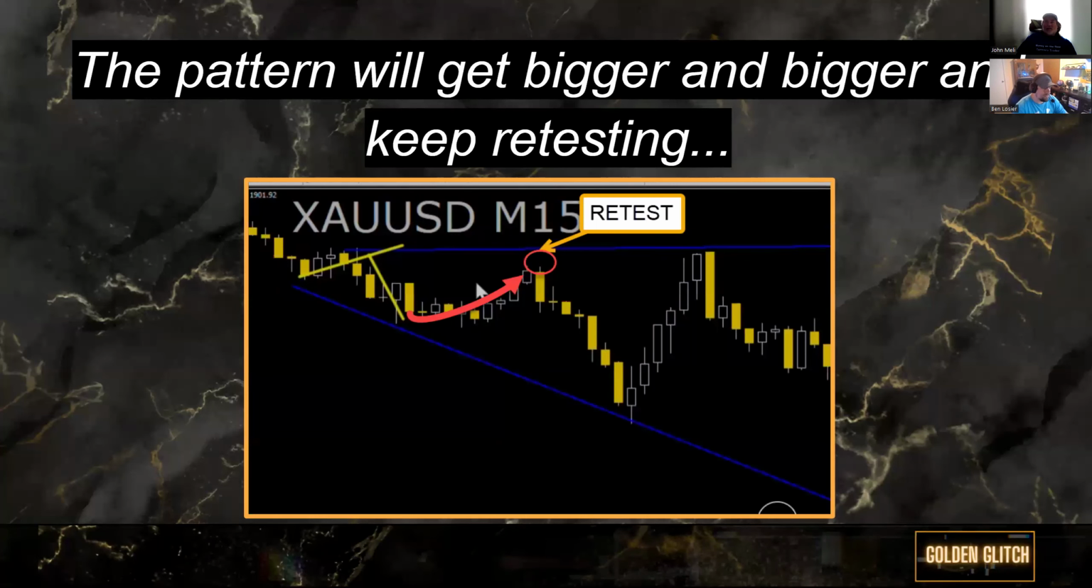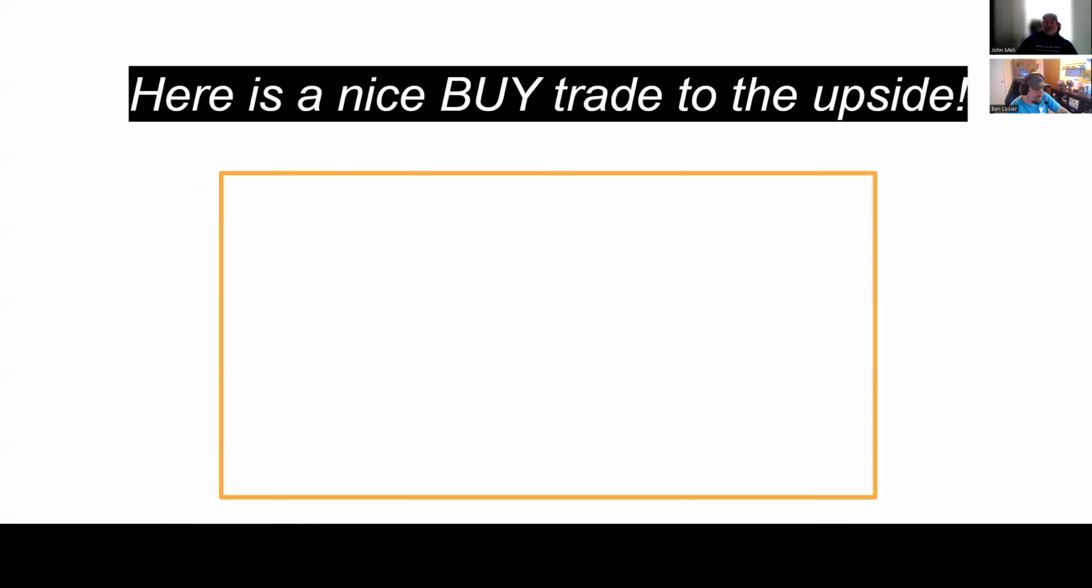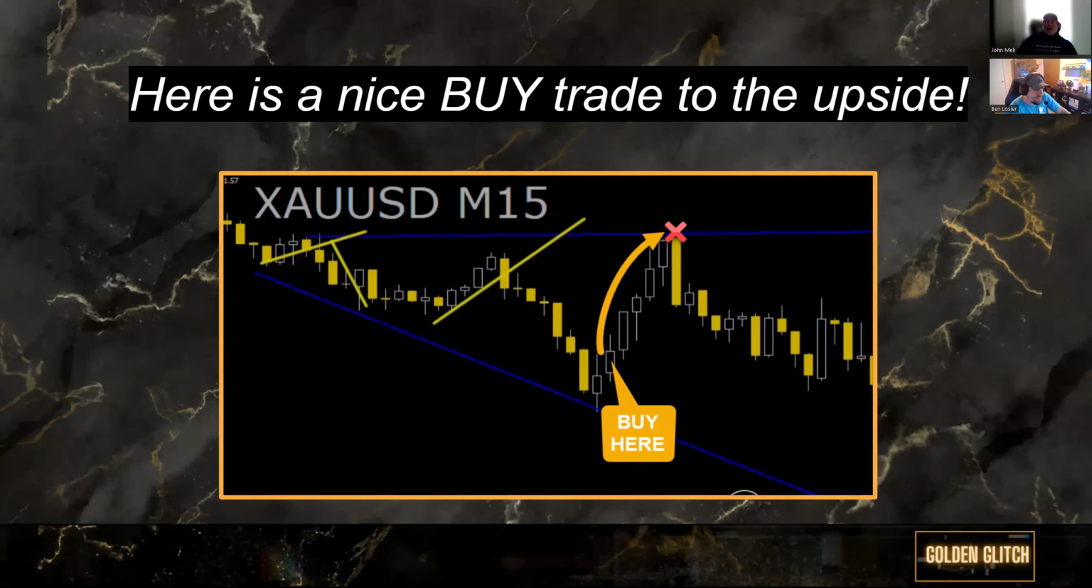Here's a pattern that gets bigger and bigger and keeps retesting, keeps going up and down. You can see it as it goes up and down, up and down as the trades get bigger and bigger. And they're completely predictable. This was your chart we grabbed from your alerts. This was a trade you did. Really good trades. This is where you could have taken a nice trade to the downside right there. Here's a nice buy trade that just went to the upside.